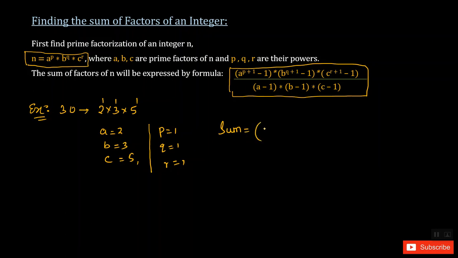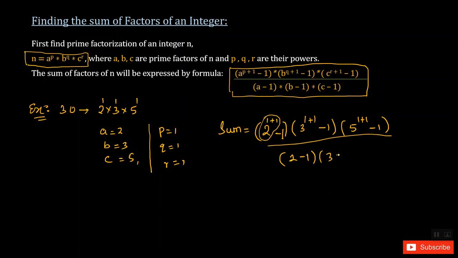We have 2 as a value here, so 2 to the power p plus 1, that is 1 plus 1, minus 1. This minus 1 is from the result. Whatever result we are getting, we subtract 1. Then 3 to the power 1 plus 1 minus 1, and 5 to the power 1 plus 1 minus 1. This is divided by 2 minus 1 times 3 minus 1 times 5 minus 1.